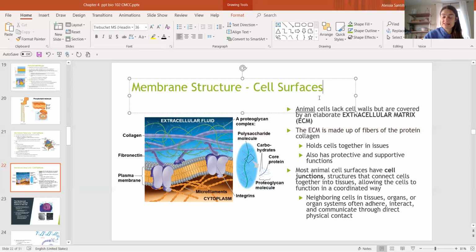It's basically like this molecular net, right? It's a net that holds all of our cells together so they don't go wandering off. So all of our cells are anchored. This is really important. We want our cells to be anchored.